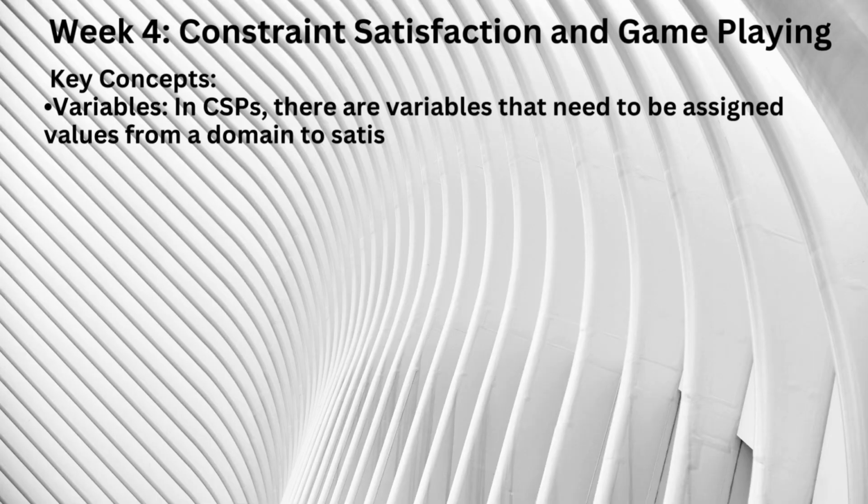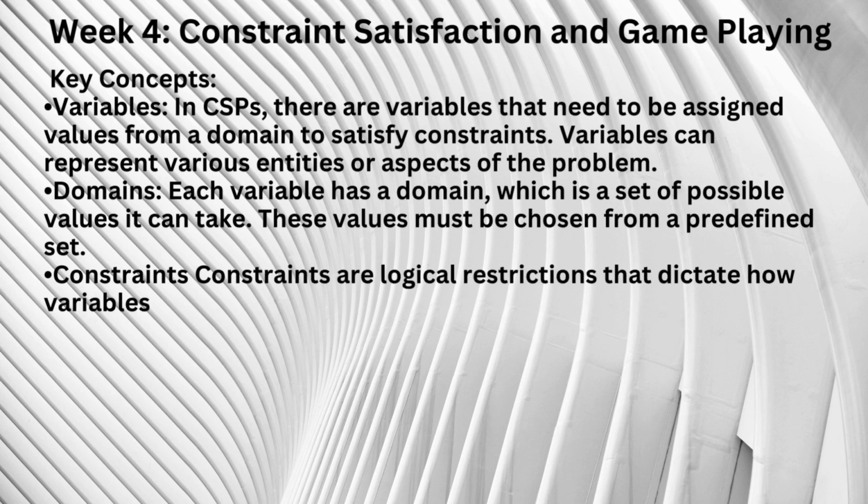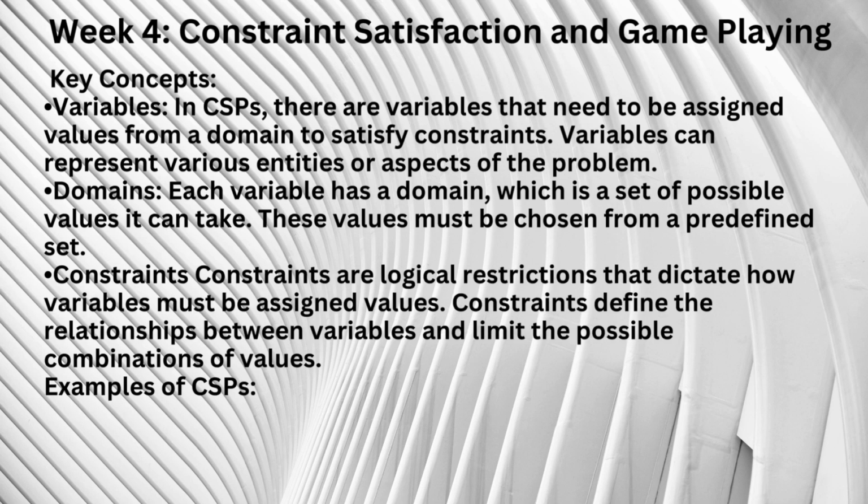In CSPs, there are variables that need to be assigned values from a domain to satisfy constraints. Variables can represent various entities or aspects of the problem. Next is domain. Each variable has a domain, which is a set of possible values it can take. These values must be chosen from a predefined set. Next is constraints. Constraints are logical restrictions that dictate how variables must be assigned values. Constraints define the relationship between variables and limit the possible combinations of values.